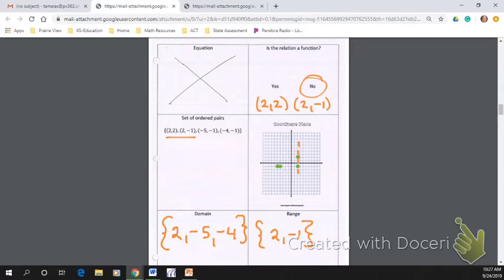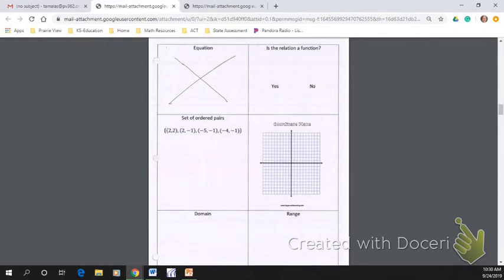So, all right, next page, I believe we're ready for. What about the equation part? I have an X through there because there's no way to write an equation for those points. They don't have any pattern between them, like a line would to show that.